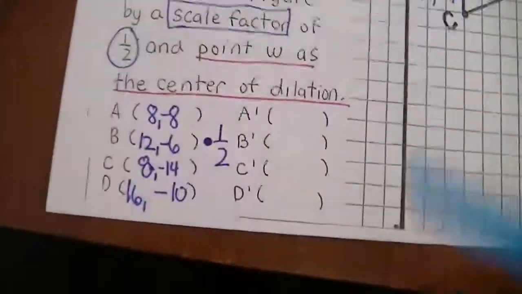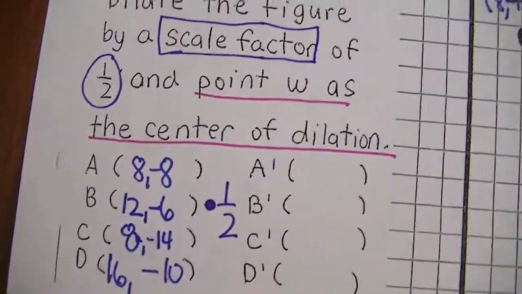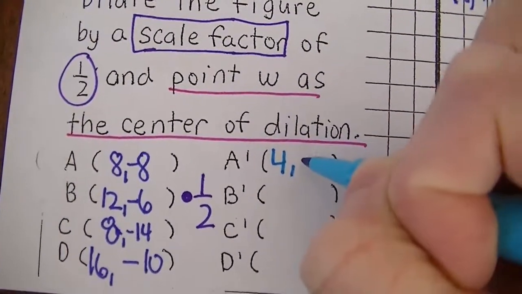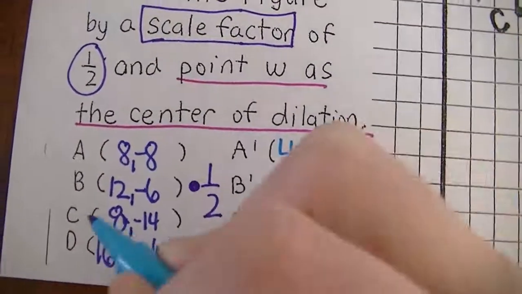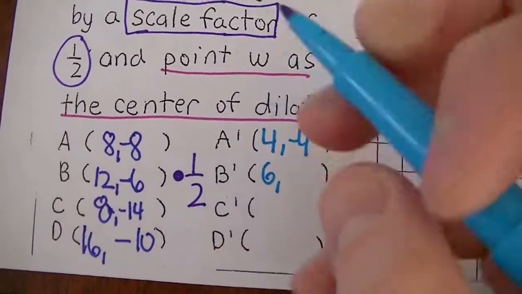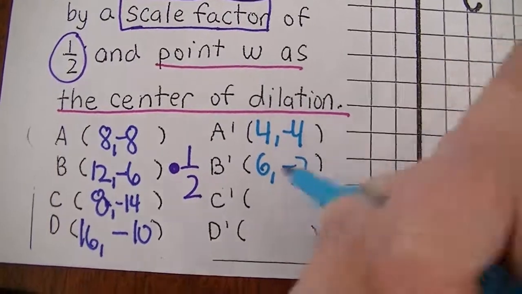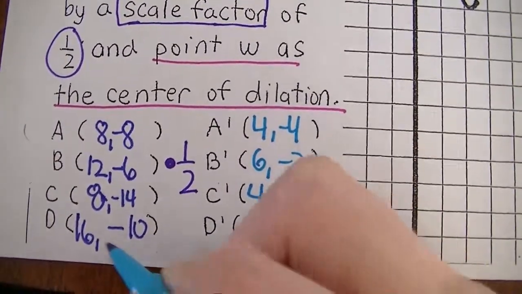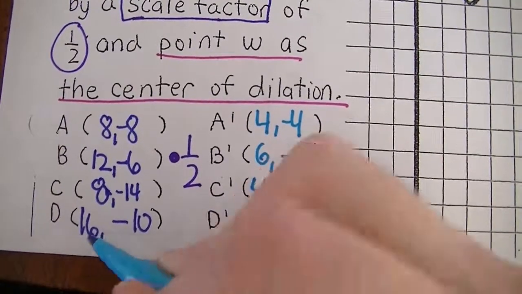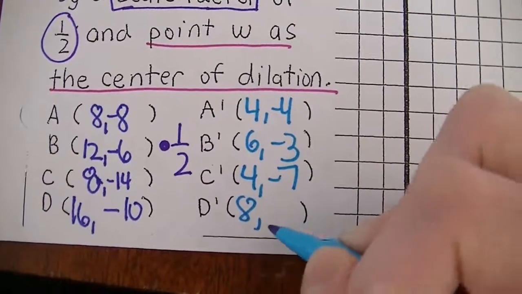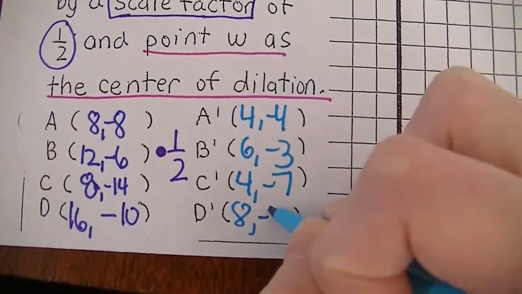All right, here we go. So half of 8 is 4. Half of -8 is -4. Half of 12 is 6. Half of -6 is -3. Half of 8 is 4. Half of -14 is -7. 1/2 times 16 is 8. 1/2 times -10 is -5.